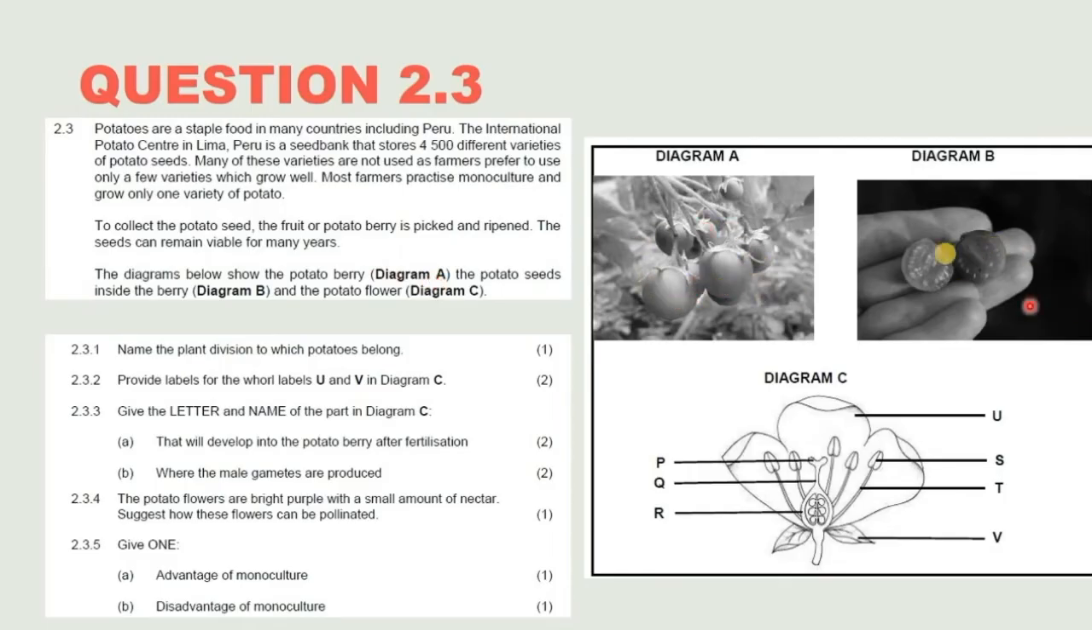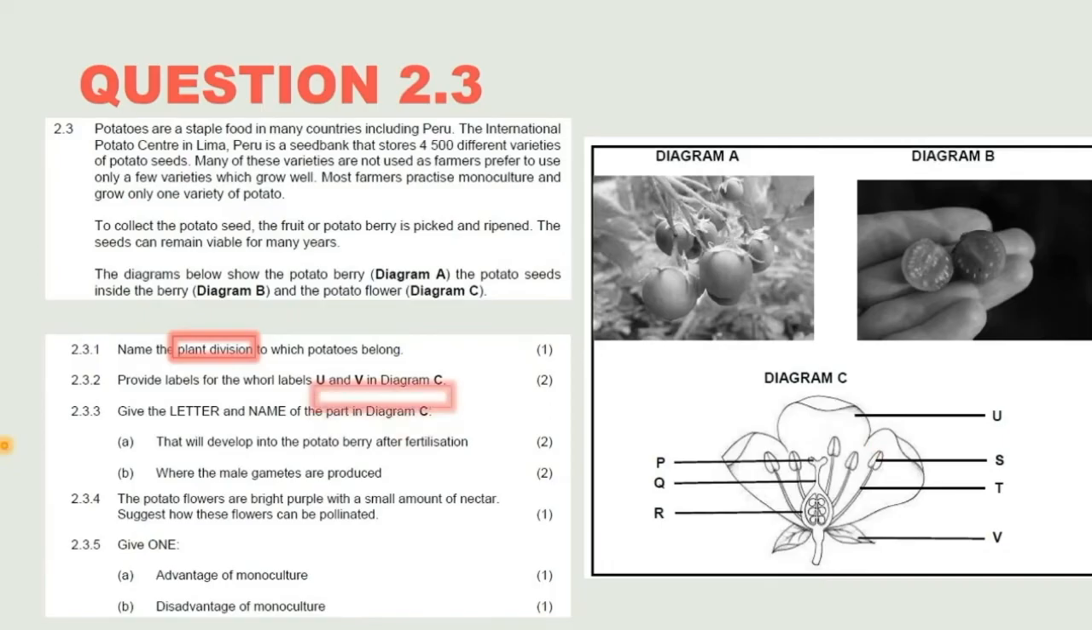So at first it looked like a tomato to me, so this is an example of your potato berry. The potato seeds inside the berry is given in diagram B, so you can see the different seeds there, and then the potato flower, which is here at the bottom. So what they want to ask from us is the plant division to which this plant belongs. So remember that it produces a fruit, it produces seeds that's surrounded by fruit, and a flower. So that should be your key.